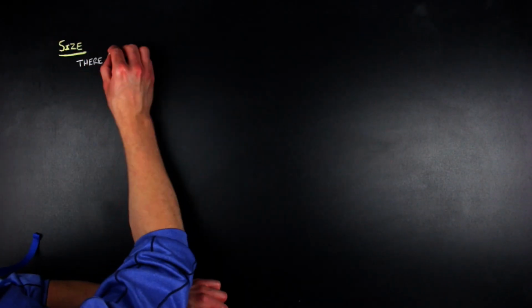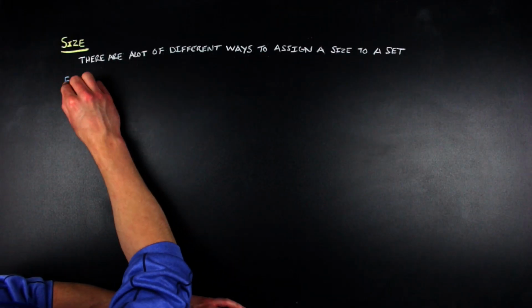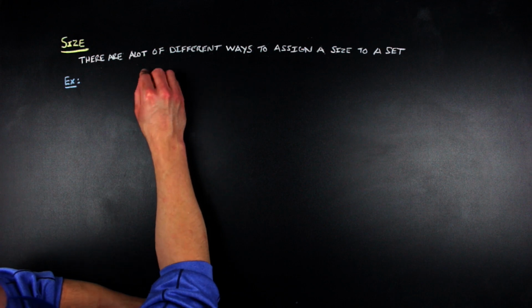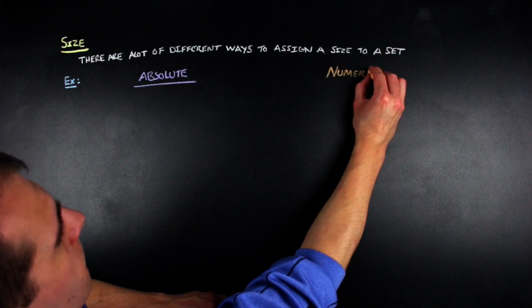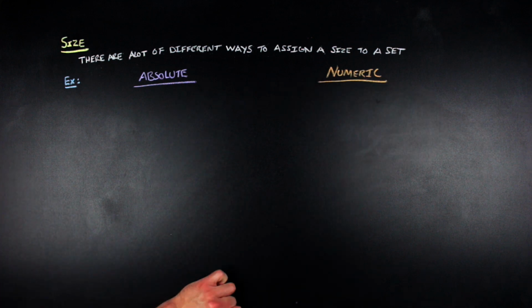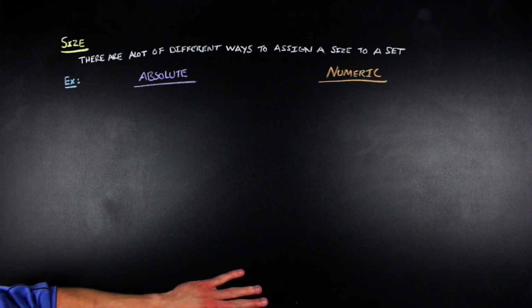So there are a lot of different ways to assign a size to a set. And generally how I think about these things is that there are two types of sizes that you can assign. There are absolute sizes, and these are things that aren't necessarily numbers that you assign to a set. And then there are also numeric sizes, which are just assigning a number, or in some cases, a positive infinity, to a set to denote how big it is.